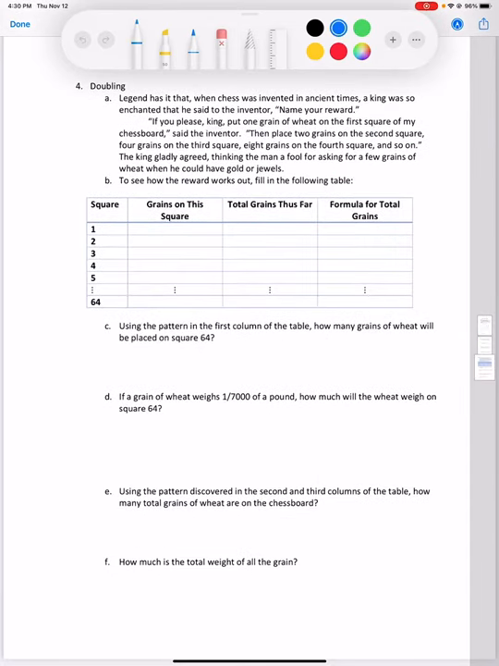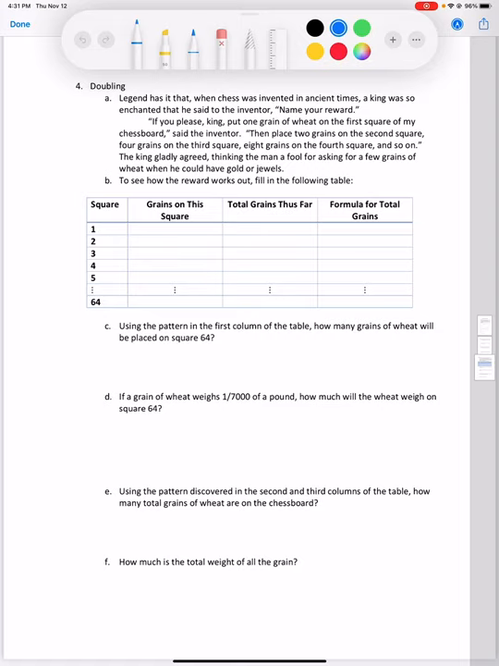In this example, we're going to take a look at the power of doubling, the effect that it has, and how big things can really get. There's an old legend that says that when chess was invented in ancient times, a king was so enchanted that he said to the inventor, "Name your reward." "If you please, king, put 1 grain of wheat on the first square of my chessboard," said the inventor. "Then place 2 grains on the second square, 4 grains on the third square, 8 grains on the fourth square, and so on." The king gladly agreed, thinking the man a fool for asking for a few grains of wheat when he could have gold or jewels.